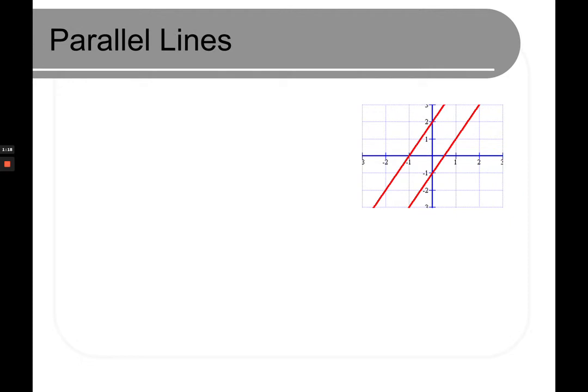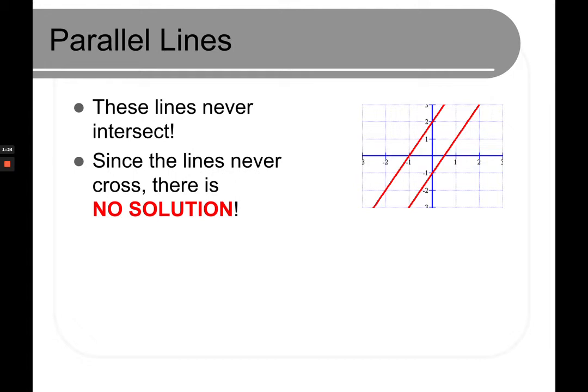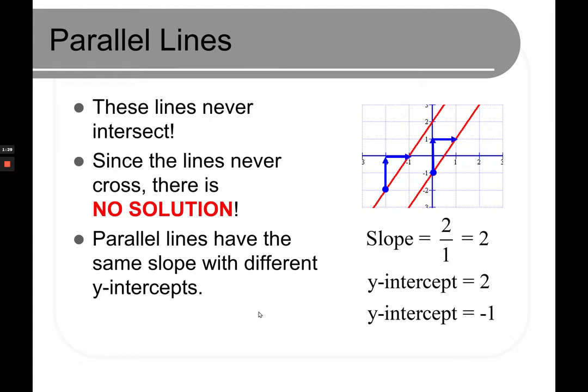Next, the case of parallel lines. The lines never intersect. Since the lines never cross, there is no solution. Parallel lines have the same slope with different y-intercepts. In this case, as you can see, it shows the triangle: rise 2, run 1, rise 2, run 1. They have the same slope, but this line has a y-intercept of 2 and this line has a y-intercept of -1.